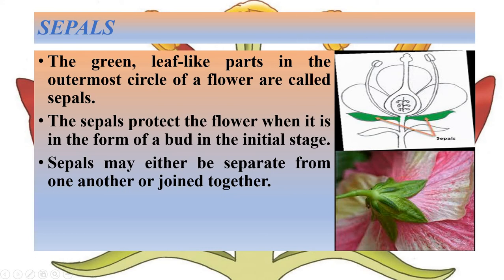The sepals protect the flower when it is in the form of a bud in the initial stage. When the flower is in the form of a bud, you will find that the entire content of the flower is covered by the sepals. Now, some sepals are joined together. That means sometimes you will find that they are joined together, whereas in some flowers you will find that they are separated from each other. Like this one is an example where they are joined to each other. But in a few cases, you will find that they are separated from each other.